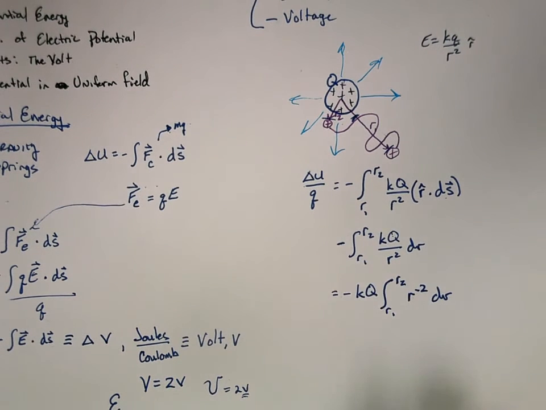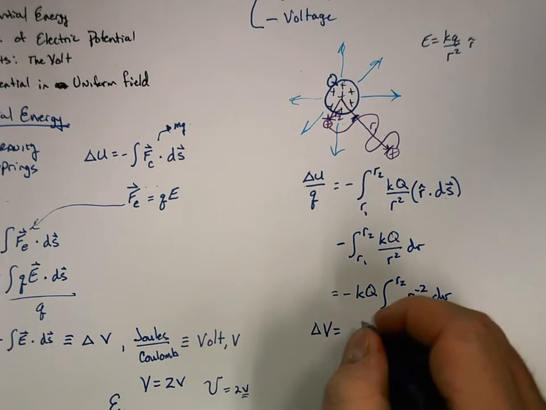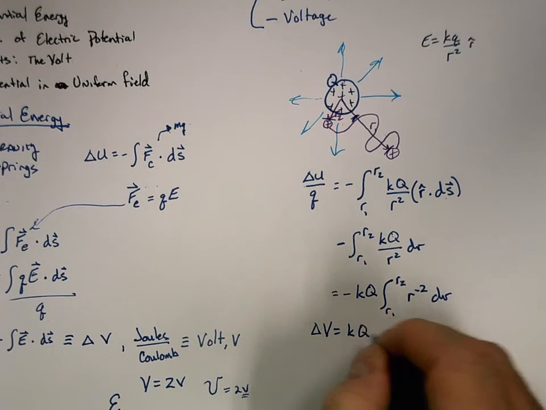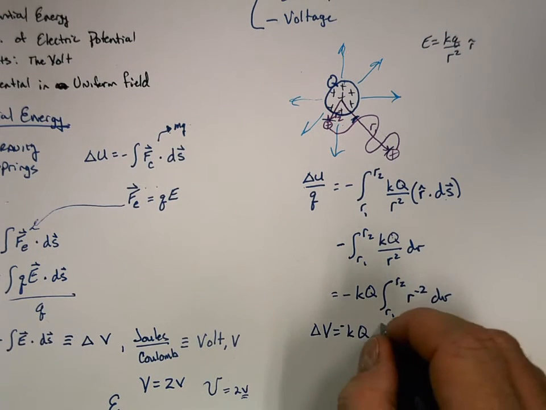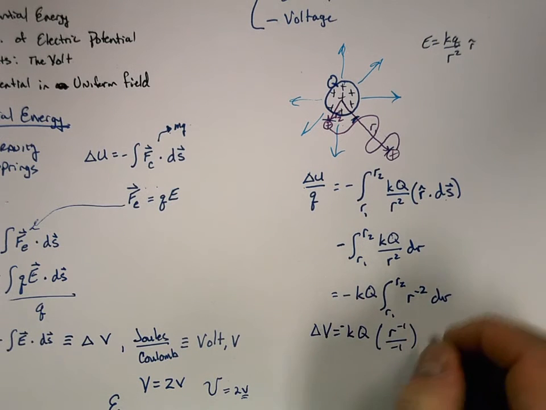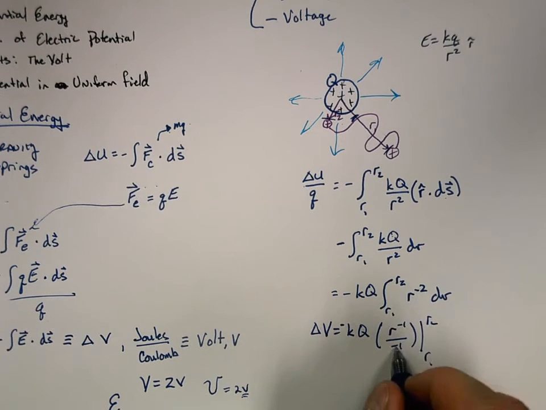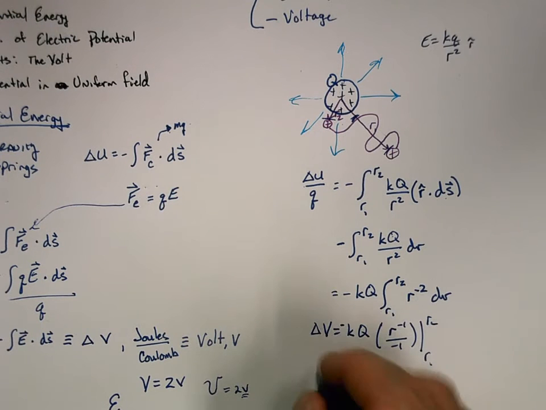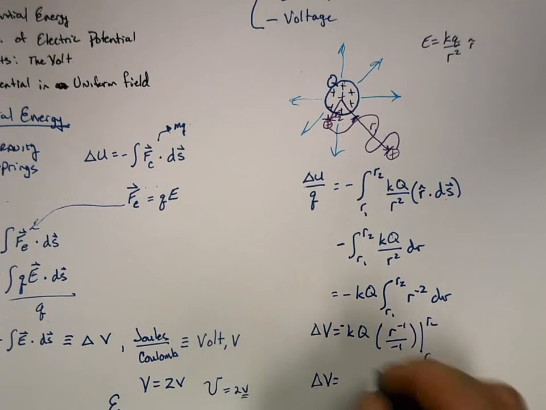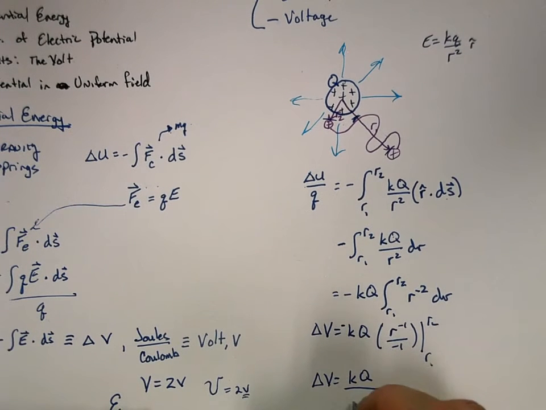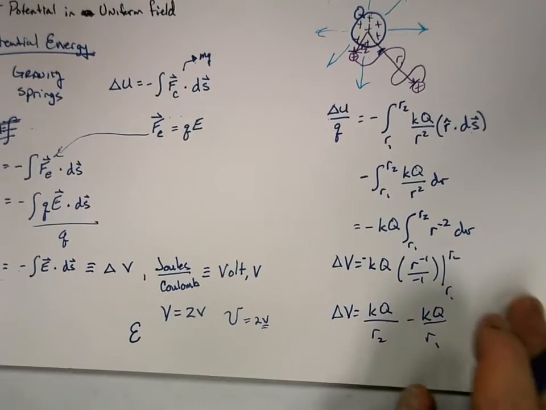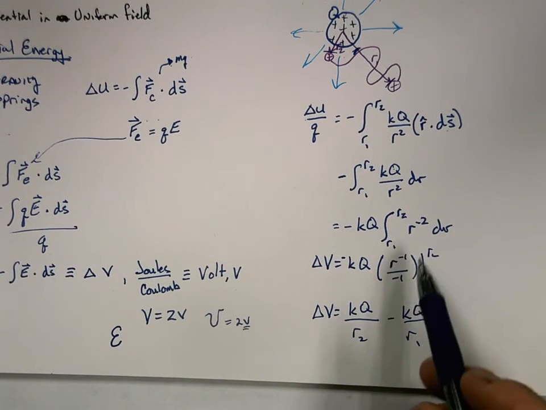and what does this become? Our delta voltage equals KQ, negative R to the minus 1 over minus 1, from R1 to R2. That negative hits with that positive. And so now we have, yeah? Does it look familiar? So we're here, evaluated from R2 and R1.